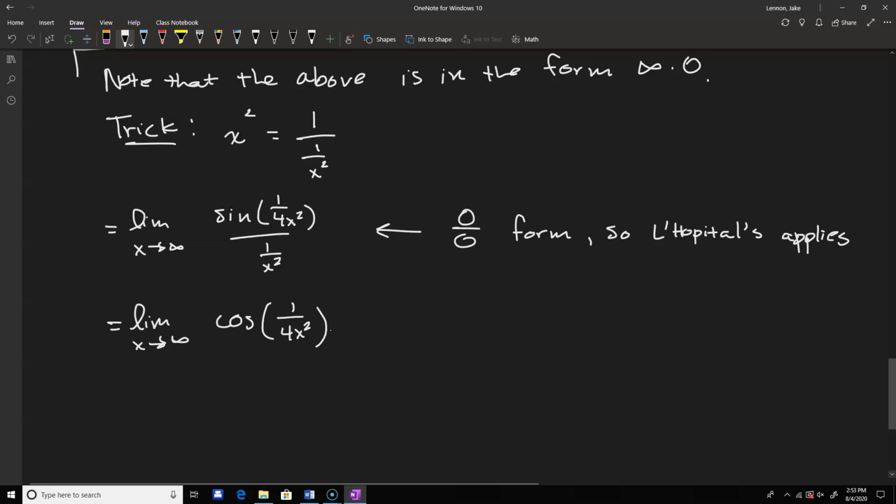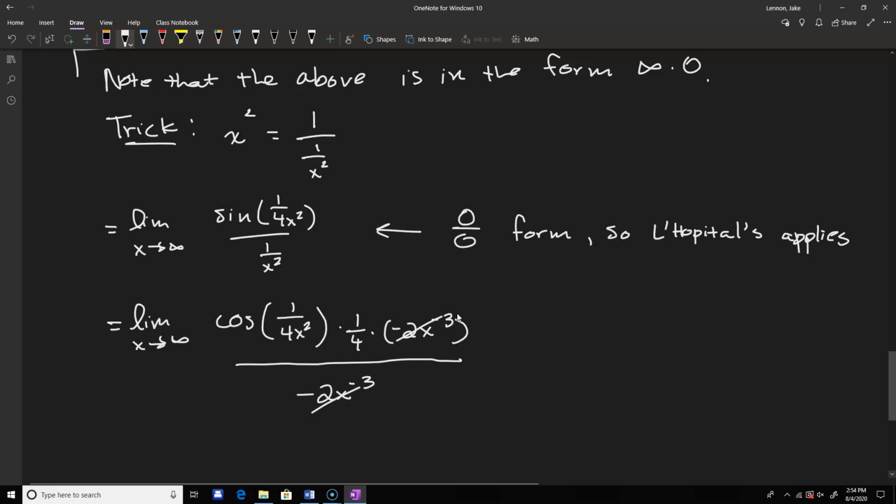And then what's coming out from taking the derivative of the inside? Well, it's 1/4 times x to the negative second. So we can think of the 1/4 as a coefficient. So we'll have that 1/4. And then what would the derivative of x to the negative 2 be? Well, it would be negative 2 times x to the negative third. And on the bottom, we're taking the derivative of x to the negative second, which is going to be negative 2x to the negative third. So we're going to get some cancellation of both of these things here.